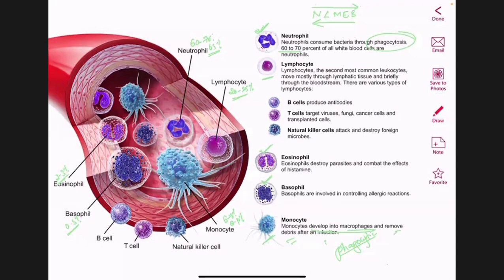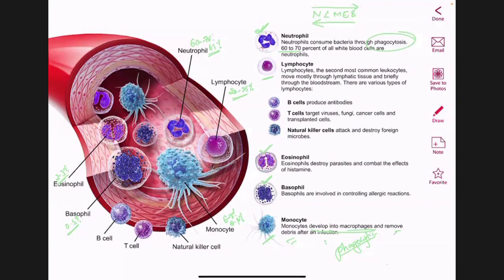And see the nucleus shape of eosinophil? Bilobed nucleus, right? Basophil, trilobed nucleus. Neutrophil, multi-lobed nucleus. And lymphocyte nucleus is circular. Monocyte nucleus you are unable to see, it is generally bean shaped.